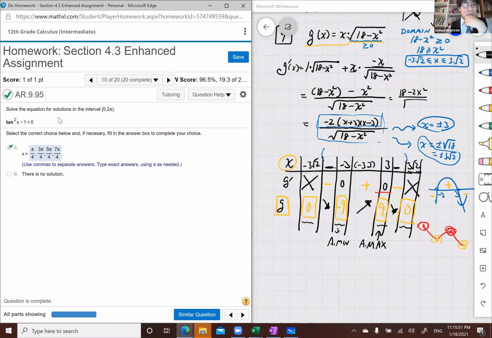Okay, this is just a review question: what to find to solve the trig equations. I'm going to skip this.